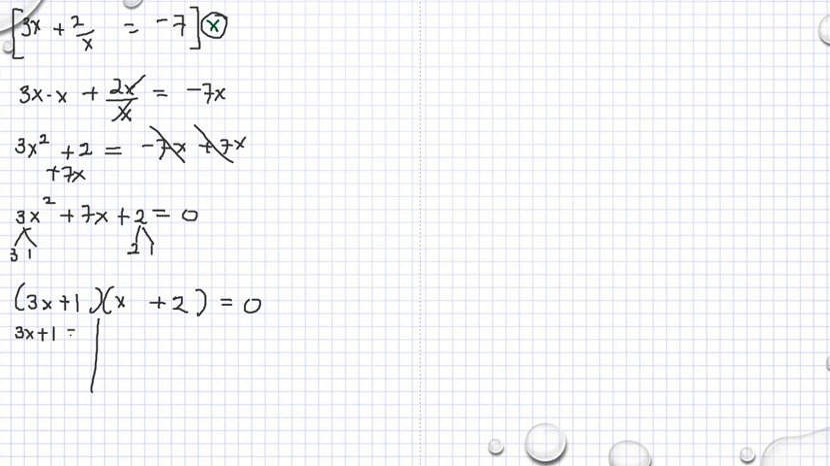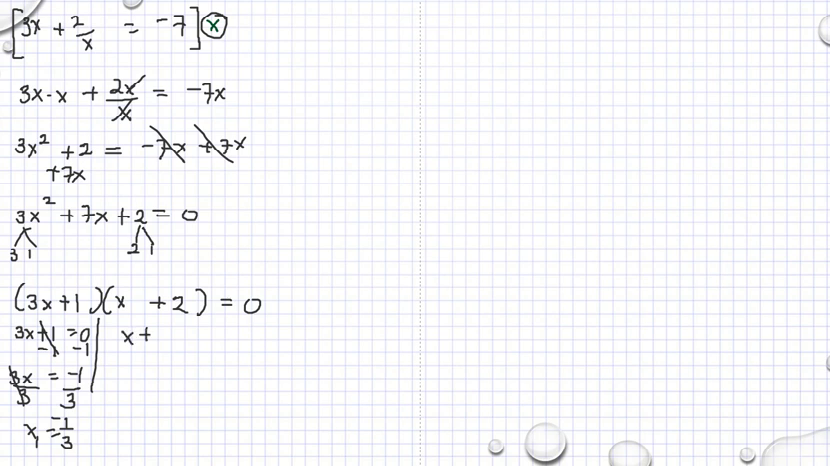3x plus 1 is equal to 0. Subtracting both sides of the equation by 1, then we have 3x is equal to negative 1, divided by 3. Then x is equal to negative 1/3. That's our x sub 1.